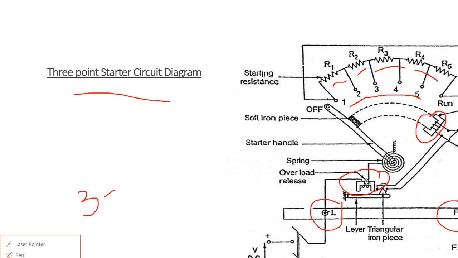And parallelly, the no volt coil two ends are at a triangular piece, if you observe here. And the last stud is connected to the armature, one of the points, and the armature other point and the field other points both are connected to the negative.